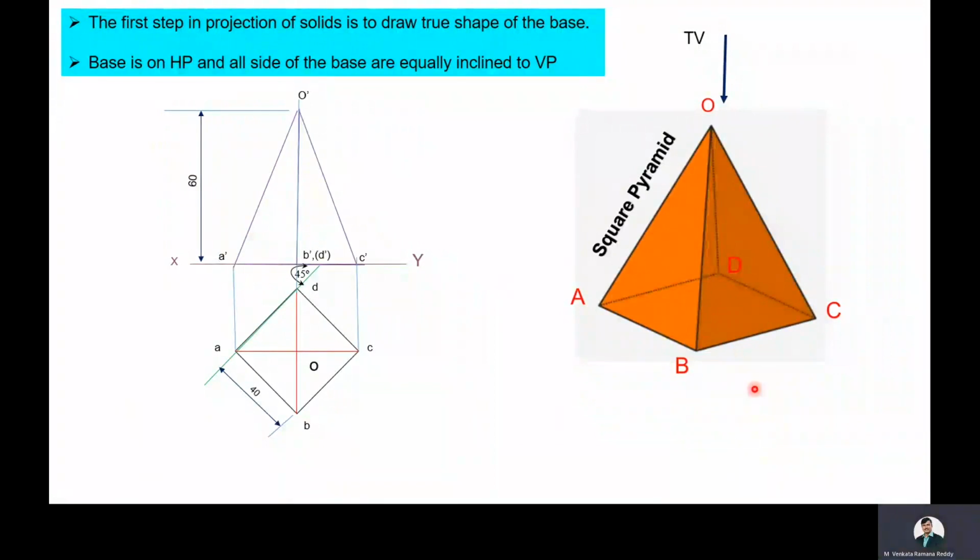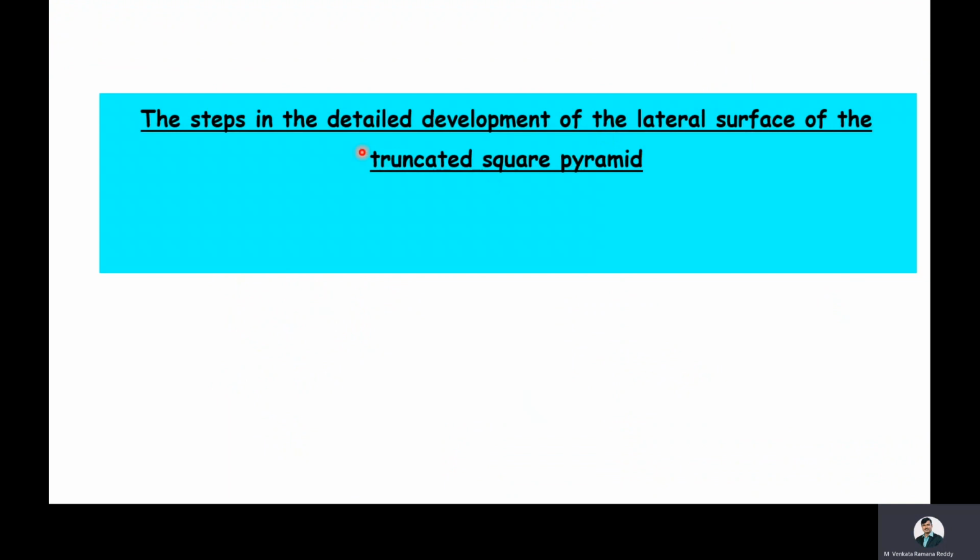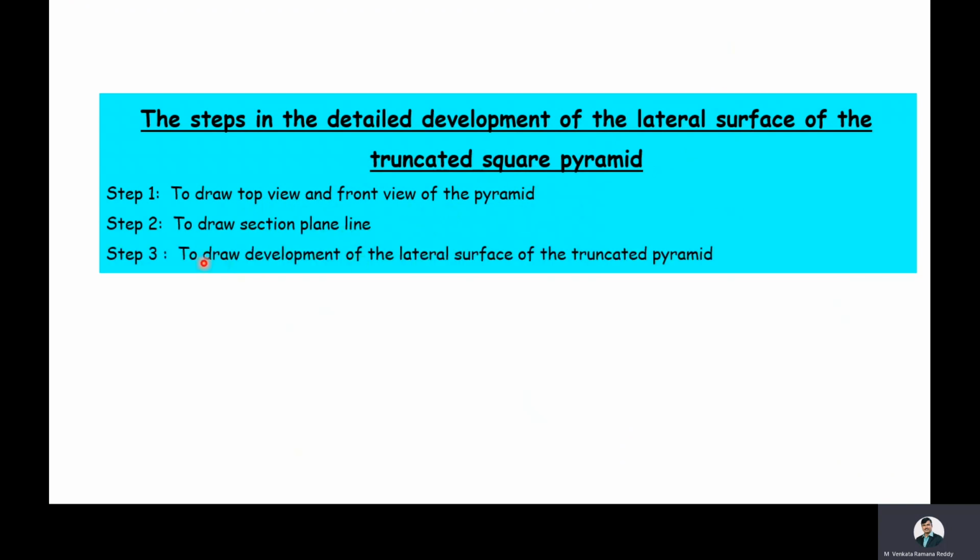With this brief explanation about drawing top view as well as front view of a square pyramid, we will enter into the detailed construction of the development of the lateral surface of the truncated square pyramid. The following steps are considered for the detailed development of the lateral surface of the truncated square pyramid. The first step is to draw top view and front view of the pyramid. Second step, to draw a section plane line with the given condition. Third step, to draw development of the lateral surface of the truncated pyramid.